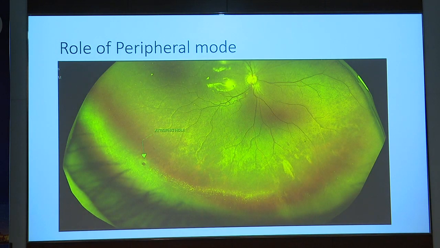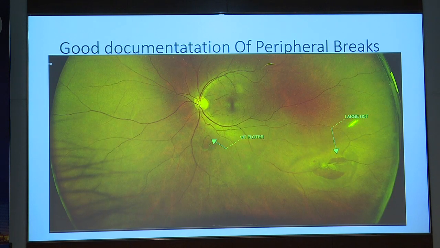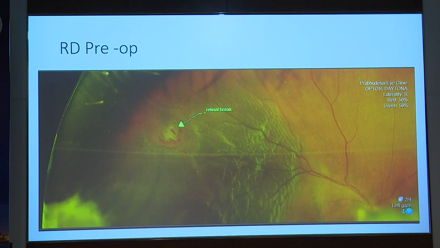Now, what's the use of having these extra images? You can see here we are taking a lower gaze image, and it's a small atrophic hole, and the snail track degeneration is well seen, and you don't miss them. You can see a peripheral retinal break with a small fluid cuff very well. A retinal detachment, partial RD. I've just blown up this image, and you can see a break here.